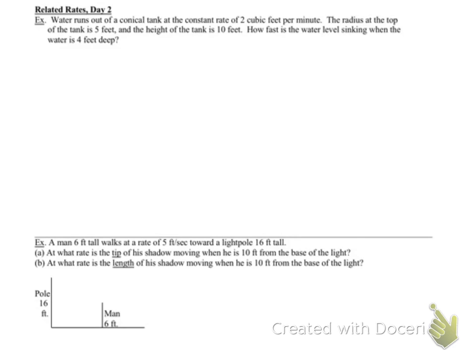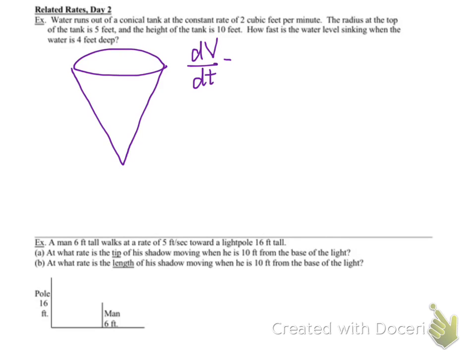Related rates. Water runs out of a conical tank at the constant rate of 2 cubic feet per minute. So that is your dV/dt. And it's important to write that down right away. dV/dt is 2 cubic feet per minute. Then I'm going to draw my little cone.